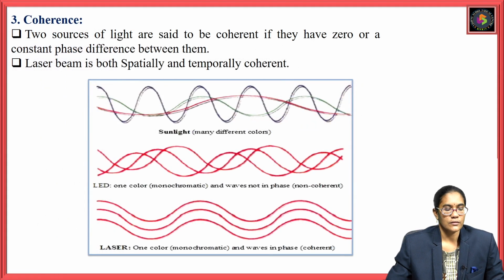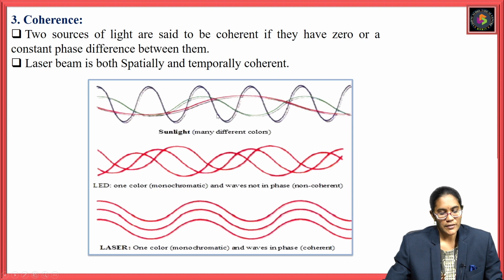And the third property is coherence. The laser light is highly coherent in nature when compared to ordinary light. Coherence means that the emitted photons maintain a constant phase difference, and they maintain the same frequency, same wavelength, and same energy. So the laser beam is both spatially and temporally coherent.